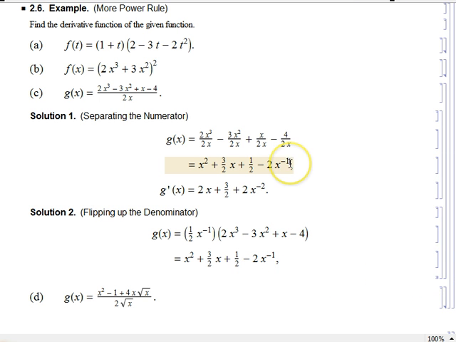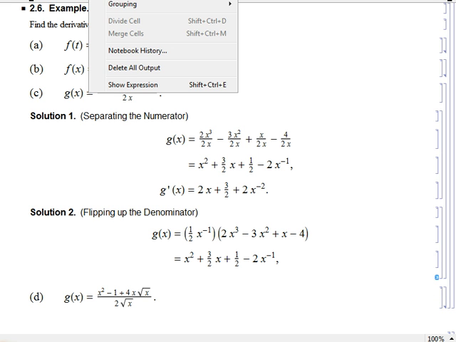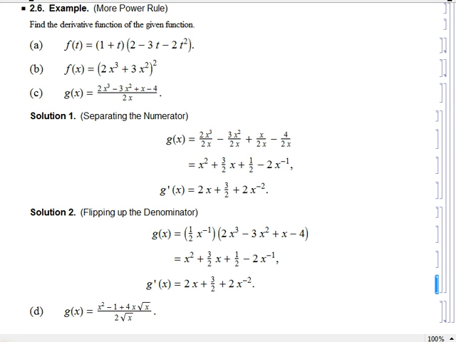This had better be the same as before. And then, of course, finish the computation by the derivative formula, and then here we go. There are two ways: separating the numerator, which is the textbook method, or flipping the denominator to the numerator, and then expanding out by multiplication.